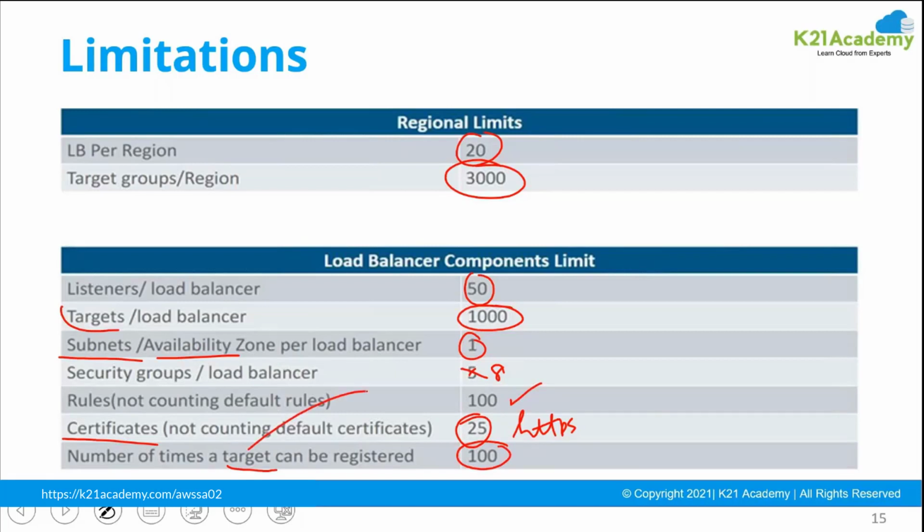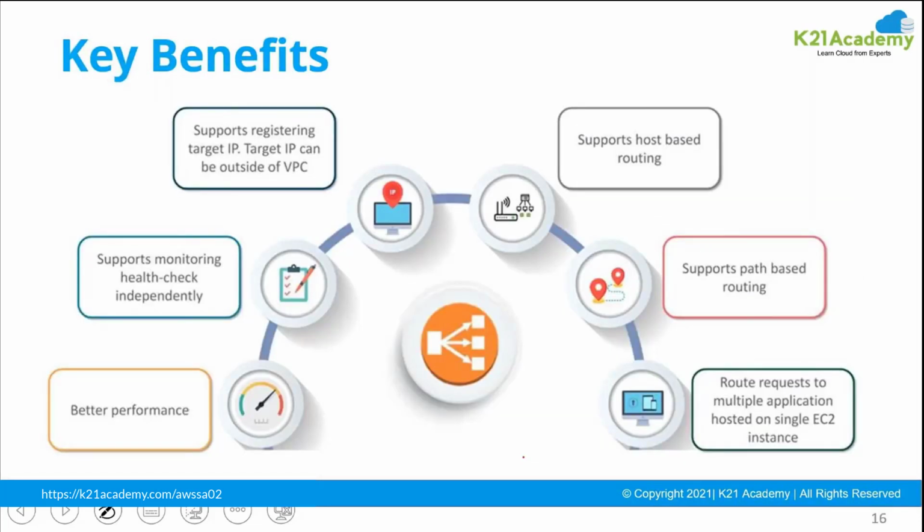A target that you create is registered to the target group. If in case something happens, if some problem happens, it will get deregistered. Then again it will get registered, again it will get deregistered. Maximum up to 100 times it can be registered and deregistered. Okay, so the number of times a target can be registered in a load balancer is 100. More than that, then you have to do some extra process for it. So these are the different types of load balancers that we have. One more we have is the gateway load balancer.